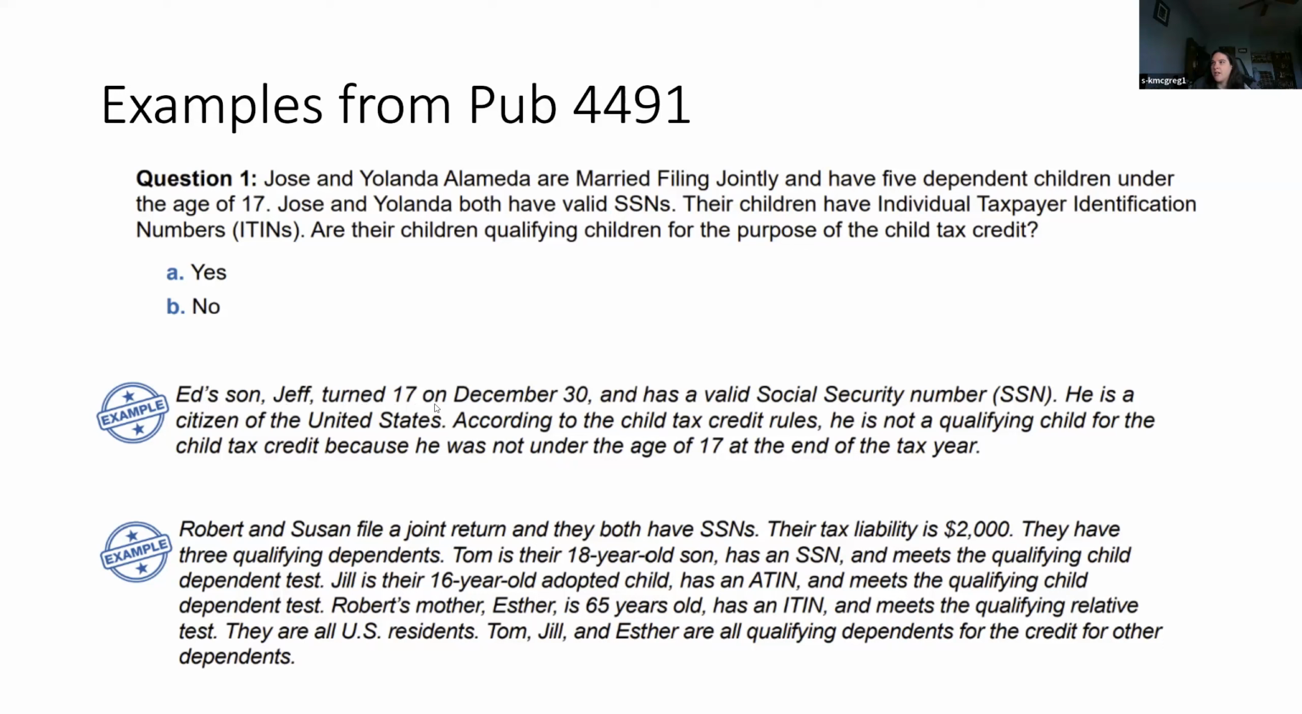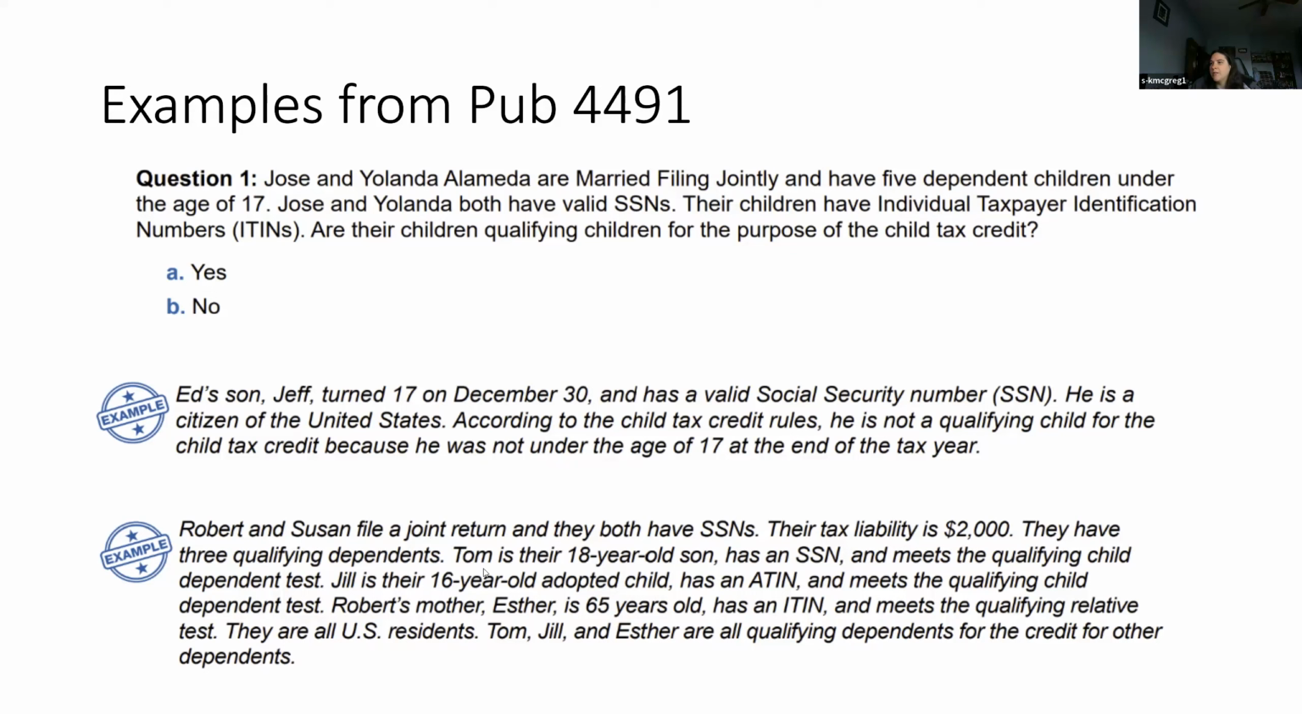Another example: Ed, Jeff's son, turned 17. He has a social security number. He does not qualify for child tax credit anymore because he was 17 by the end of the year. So even though he was 16 for most of the year, he turned 17 by the end of the year, so he no longer qualifies.